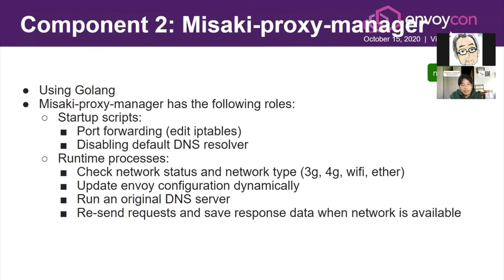Runtime processes contain the following features. Check network status and network type, update Envoy configuration dynamically, and run an original DNS resolver. Finally, resend requests and save response data when the network is available. For request data saved by Misaki Envoy that exceeds the buffer duration, Misaki Envoy returns the saved response when the application requests the same headers and body.